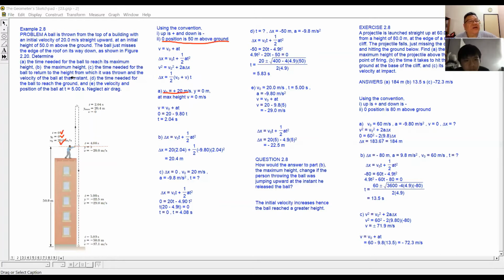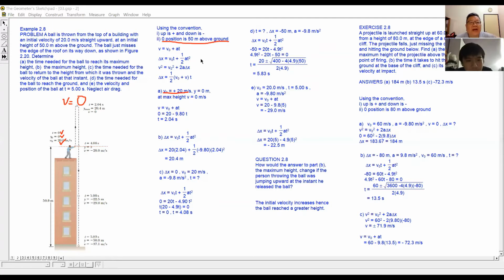Then what are you supposed to find? Find the time for the ball to reach its maximum height. Now, at this maximum height position, there's nothing that we know. Only one thing we know is that at this maximum height, the final velocity is equal to zero. The final velocity is zero because when it reaches the maximum height, it will stop there instantaneously. So that is the only thing we know.